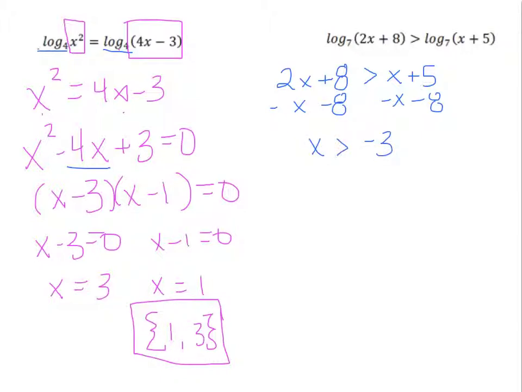And we want to check this to make sure that the values that we plug in here, we won't end up with negative values. So here, if we have negative 3, 2 times negative 3 is negative 6, plus 8 is a positive 2, so anything greater than negative 3 would certainly be positive there. And here, negative 3 plus 5 is 2. It's positive, so anything greater than negative 3 would be positive there as well. So x is greater than negative 3. So that is how we solve logarithm functions and inequalities.